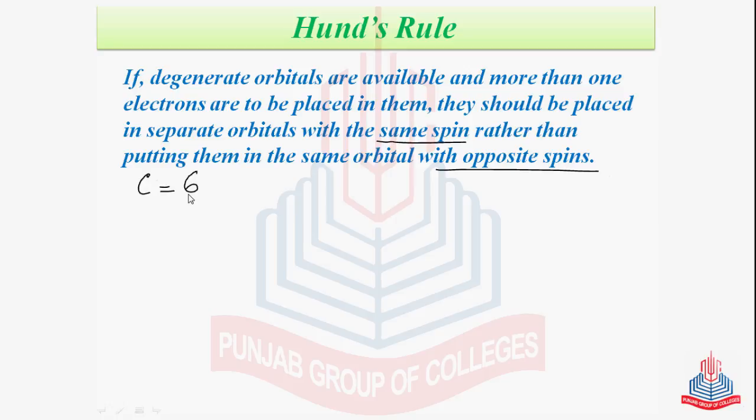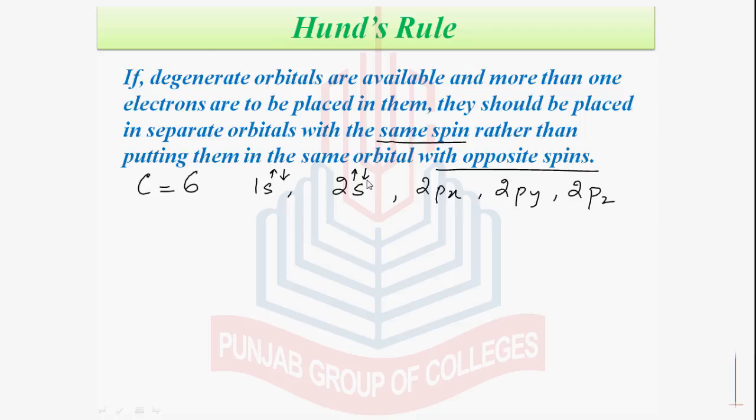1s, 2s, 2px, 2py, 2pz. Now let's write the electrons. In 1s, 2 electrons with opposite spin. 2s, again 2 electrons with opposite spin. यहाँ तक 4 इलेक्ट्रॉन मुकम्मल हो गए। अब हमारे पास बच गए 2.